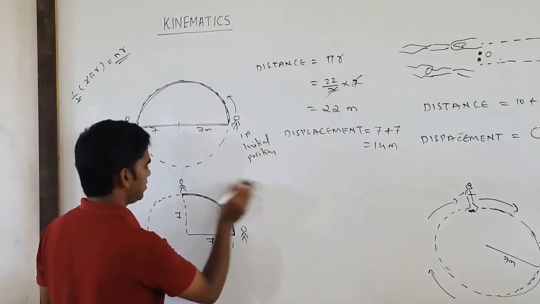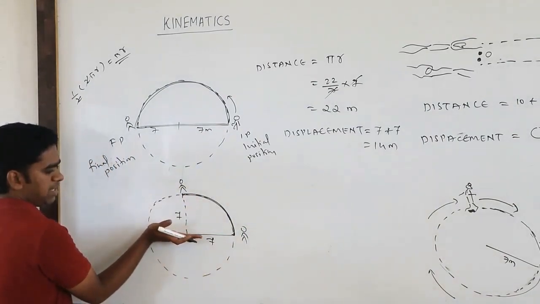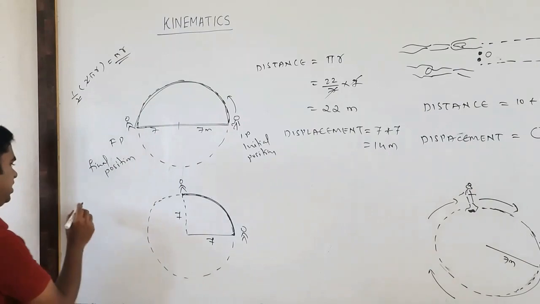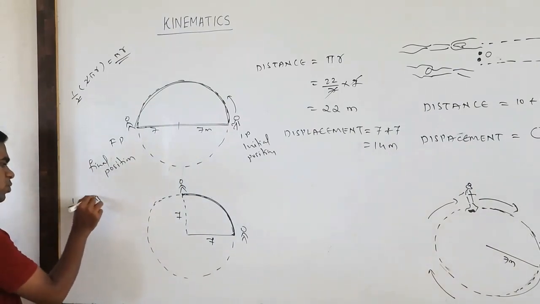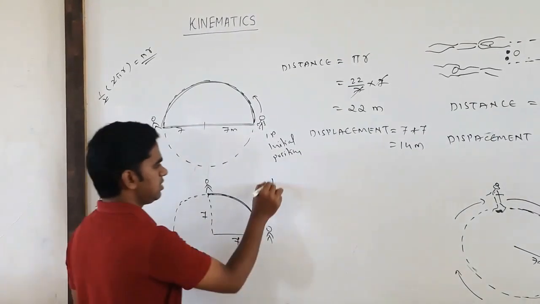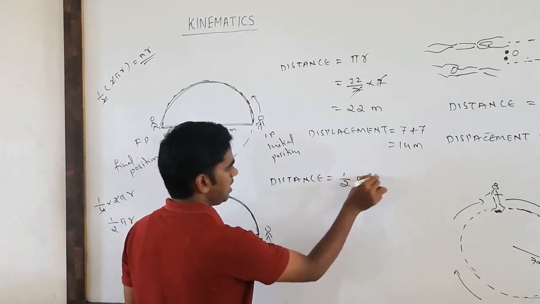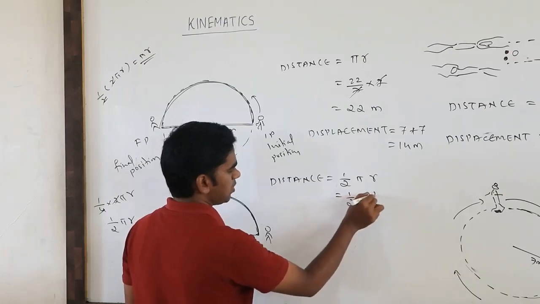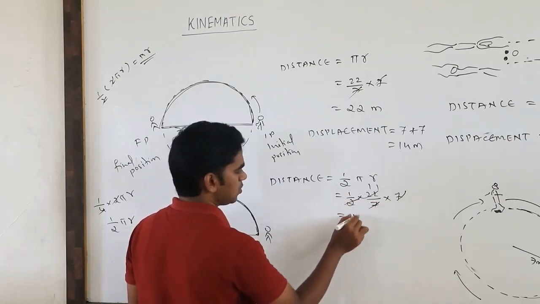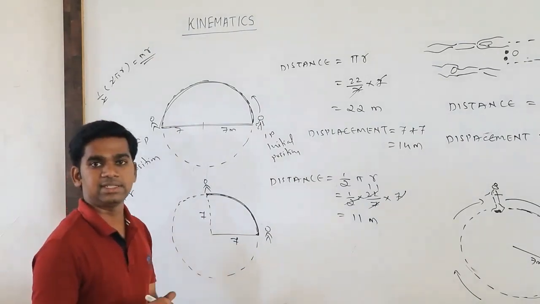So how can we calculate the distance? Total is 2 pi r. If you divide by 2, it will become pi r. Again if you divide, it will become pi r by 2. Or you can say 1 by 4 times the 2 pi r. So distance is 1 by 2 pi r. So pi is 22 by 7. R is 7. So 7 will get cancelled. So this will become 11 meters.